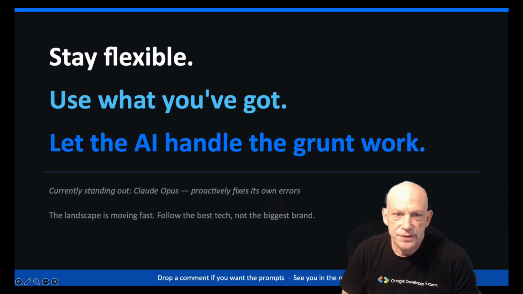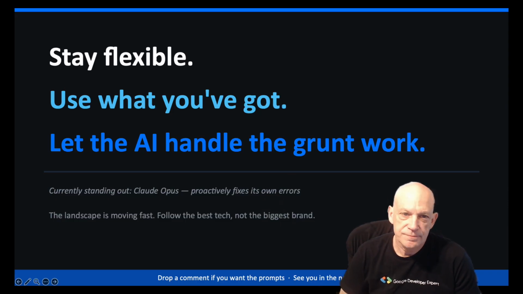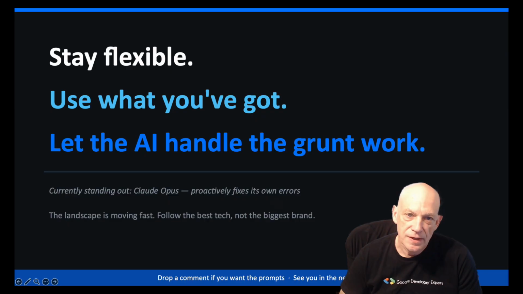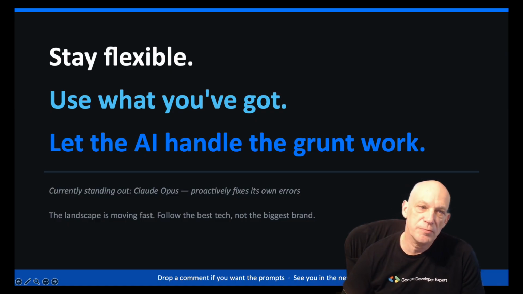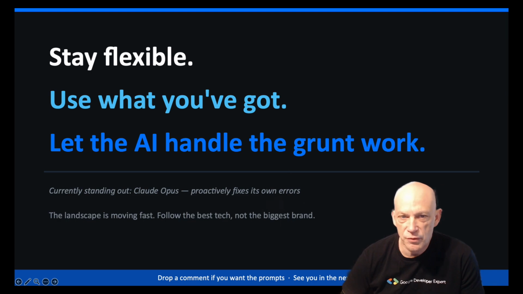I'm not going to tell you there's one perfect tool because the landscape is changing fast. Right now, Claude Opus has been standing out for me. It's proactive about catching and fixing its own errors, which saves a lot of back and forth. But my real takeaway isn't about any specific tool. It's that you probably don't need more subscriptions. You need to actually use what you've got. Stay curious, keep experimenting, and let the AI handle the grunt work while you focus on what you're building.